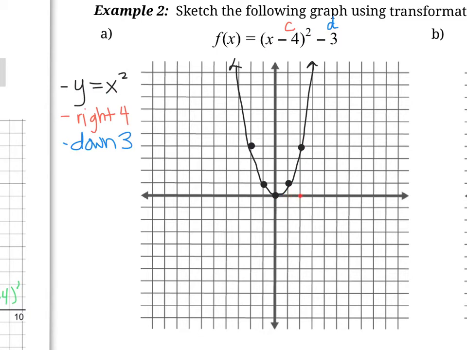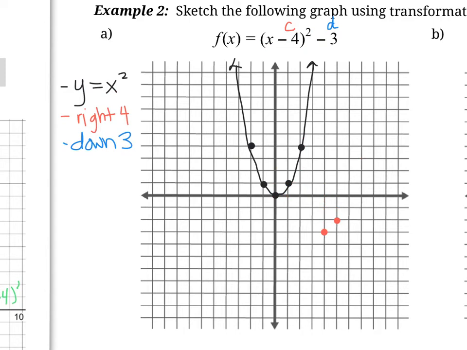So 1, 2, 3, 4, and then down 3. 1, 2, 3, and then we're going to put a dot. And then we're going to do the same thing to every other point. So I'm going to move this point. 1, 2, 3, 4, and then down 1, 2, 3, and put a dot. So now do the same for the rest of the points. Okay, so we should have 5 points over here.